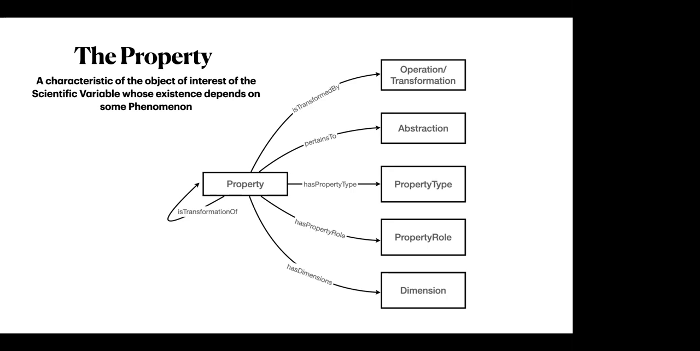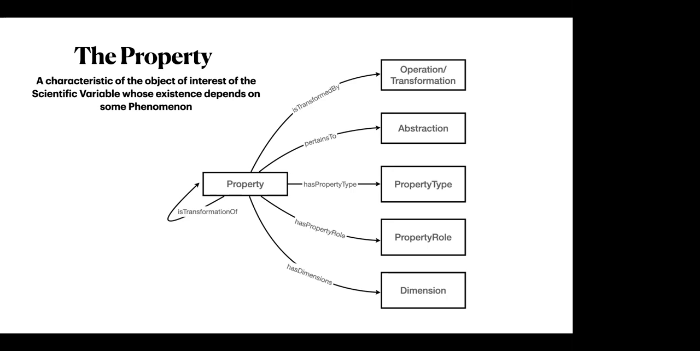entities in the ontology. And for quantitative properties, we know that a quantitative property may have dimensions. A quantitative property may also be operated on by some mathematical operation or transformation. It may also have a property type, and this means things like if it's a vector or a scalar.